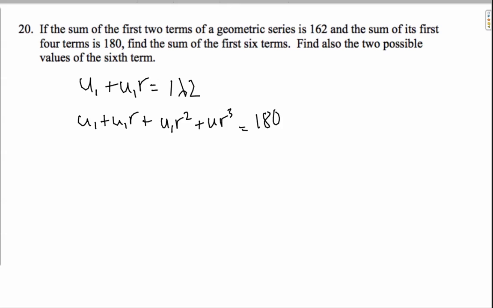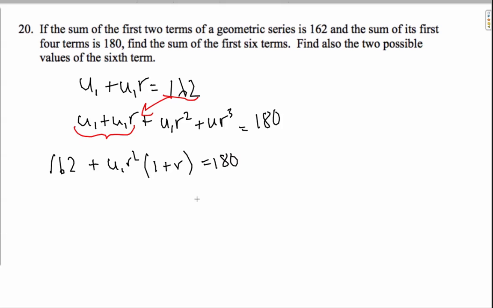So, well, let's do a little substituting here. I got u1s and r's. I got to see if I can simplify this somehow. So I'm going to substitute this with this. I'm going to plug it into here. So when I have that, I end up with 162 plus, and when I'm here, I'm going to factor out a u1 r squared, parenthesis, 1 plus r equals 180.